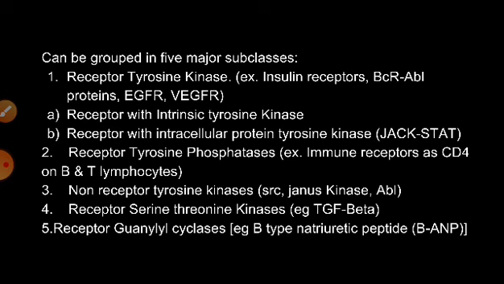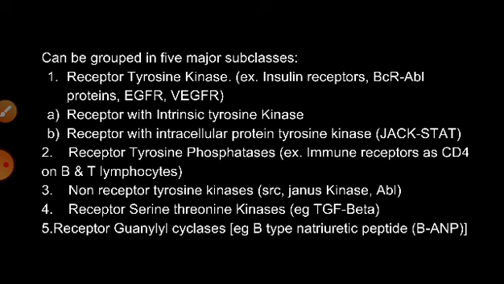In this also there are two categories. One we call receptor with intrinsic tyrosine kinase, and another is the receptor with intracellular protein tyrosine kinase, JAK-STAT. Here other tyrosine kinase proteins are attached, that is JAK and STAT. These are two different proteins: JAK is one protein, STAT is another protein. So they attach with it, and in this way they are of two types.